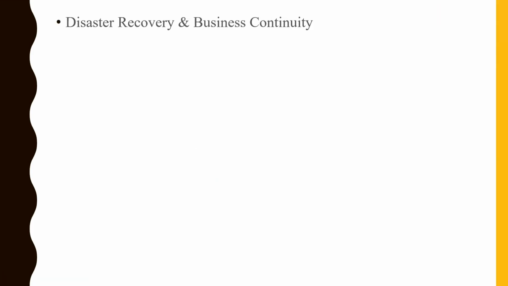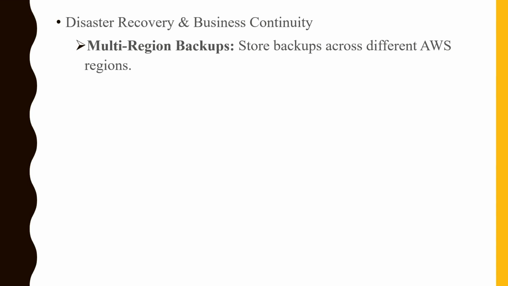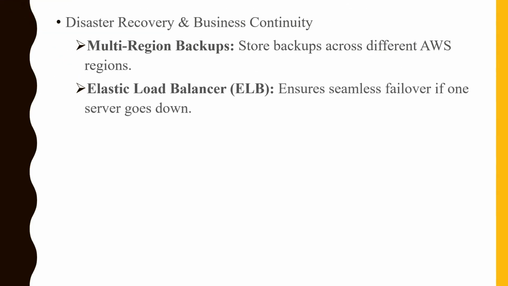Next category is disaster recovery and business continuity. As I mentioned earlier, disaster recovery is nothing but having multiple regions and deploying our application as a backup in another region. This way we can provide high stability, reliability and high availability. Next one is elastic load balancer. Elastic load balancer is nothing but distributing the traffic from primary to secondary if the primary has failed. It's nothing but failover from primary to secondary.